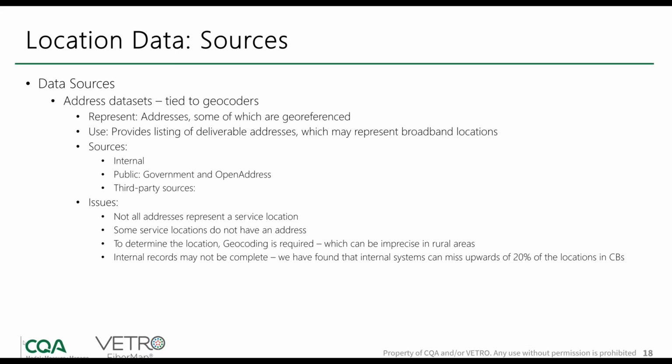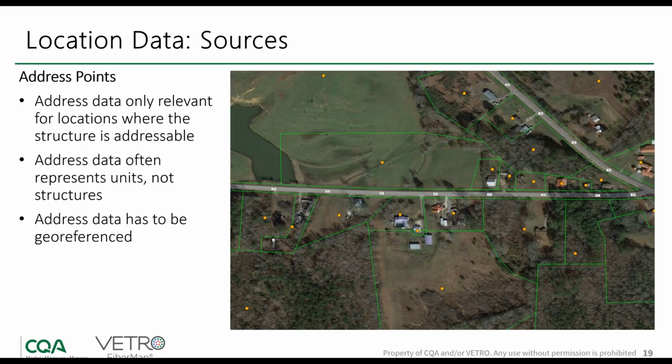The issues with addresses to be aware of are that not all addresses represent a service location. Some service locations do not have an address. To determine the location, you have to use geocoding, which can be imprecise in rural areas. And as I indicated earlier, if you use internal records, that may not be a complete listing of all the broadband serviceable locations in the census blocks of interest.